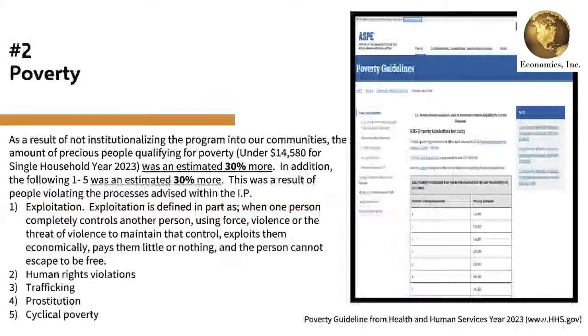Section 2. So we want to limit poverty. Now, that's a different definition for each state and each country, but let's just focus on it right here. So here it's under 14,000 for a single family. That's the poverty level. Okay. According to this year. That goes up with inflation, but you get a general guideline. And this is a conceptual presentation. So here you go. You got exploitation. So we're going to limit exploitation. We're going to limit human right violations, trafficking, prostitution, and clinical poverty.